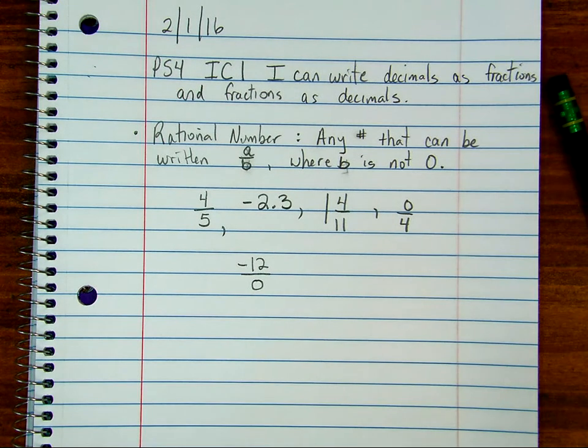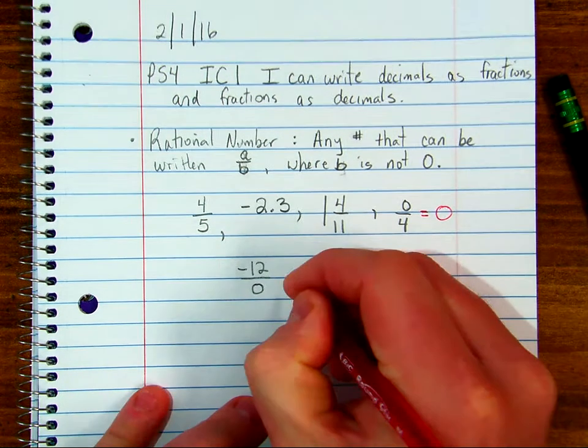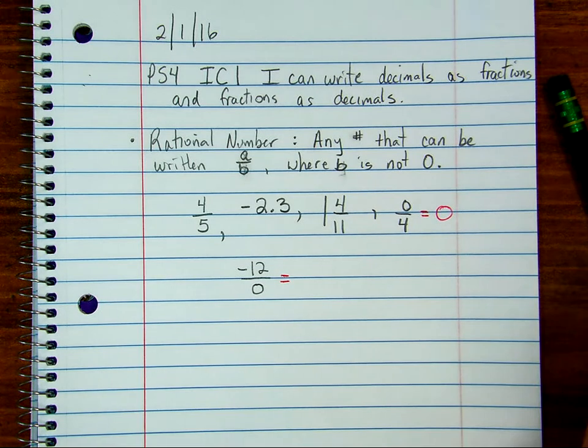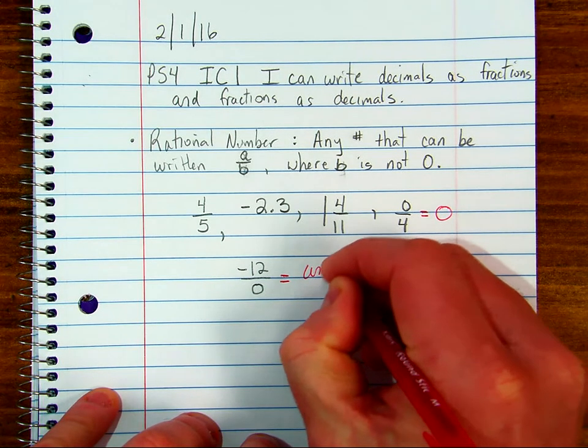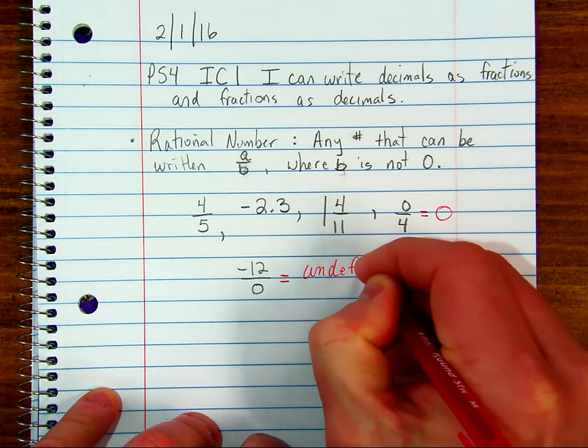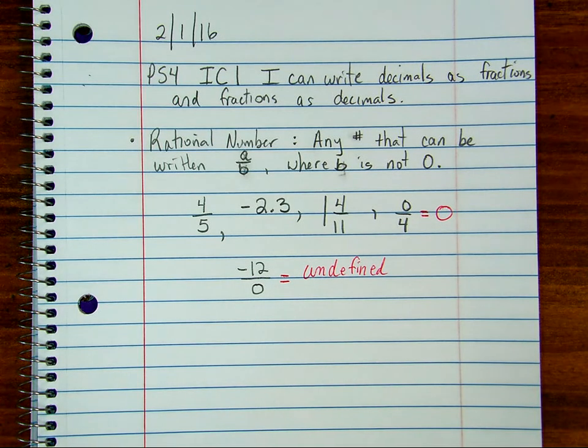What's 0 divided by 4? What's negative 12 divided by 0? It's not 0. It's not 1. It's not 12 or negative 12. It's undefined. Undefined just means you can't do it.